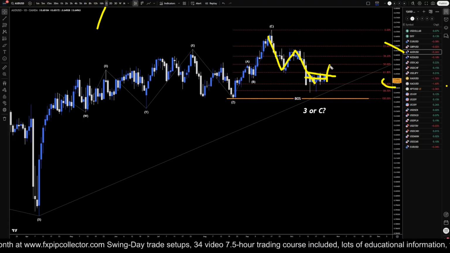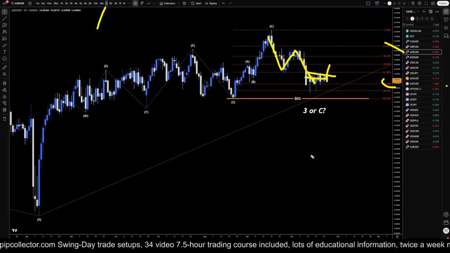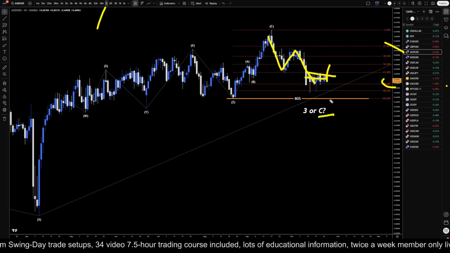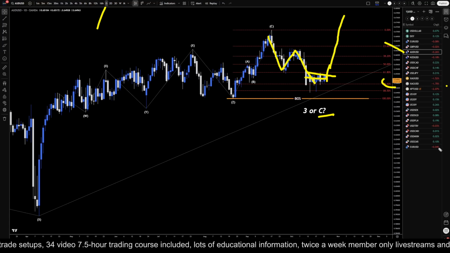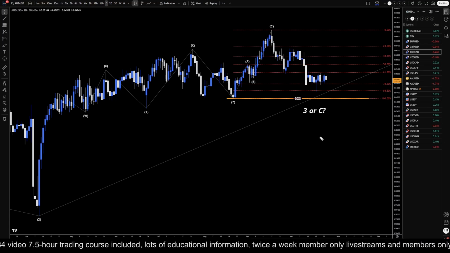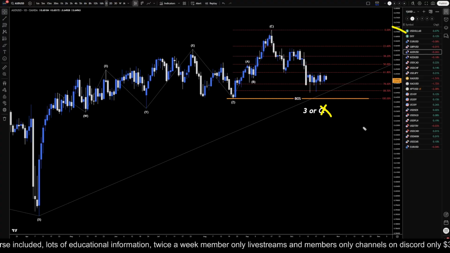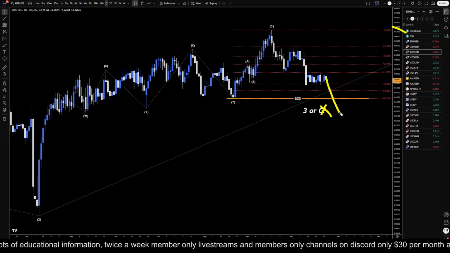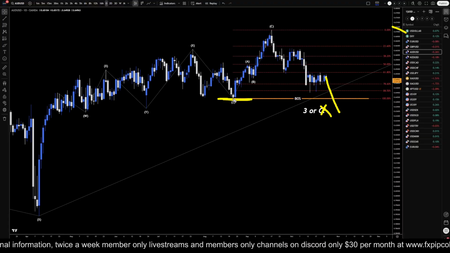If it does break to the upside on like the 4 hour to 1 hour time frame, then it is definitely probably a wave C, and it will likely go up and make new highs on the daily time frame. I personally am still leaning towards the fact that it's not a wave C just because of the US dollar analysis. I still think there is a chance that it may actually end up breaking to the downside.